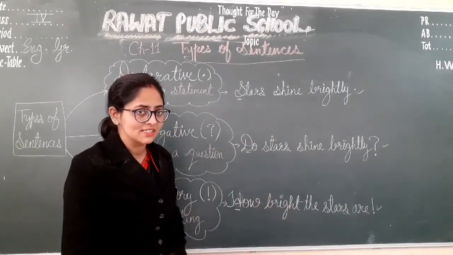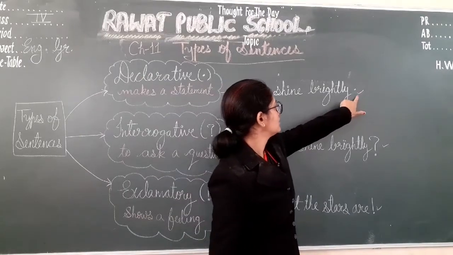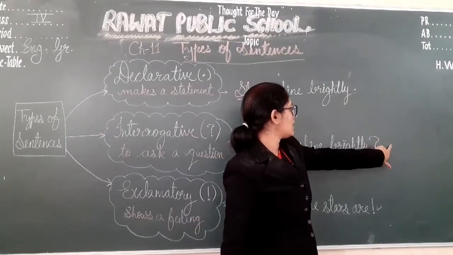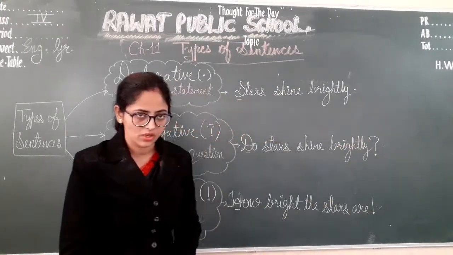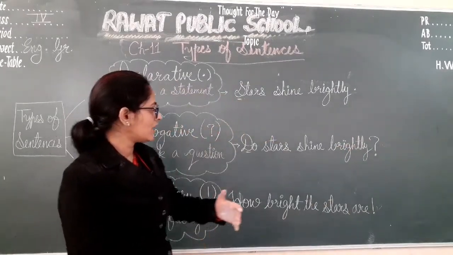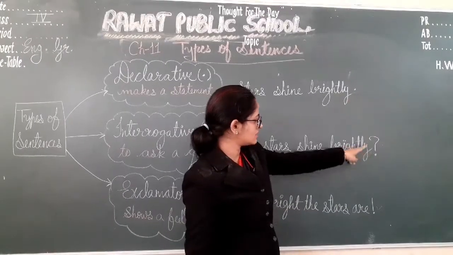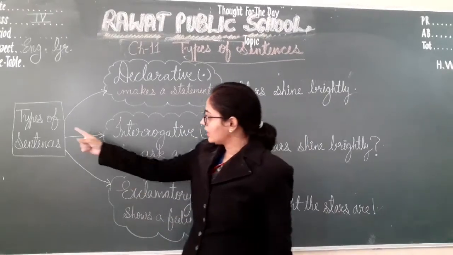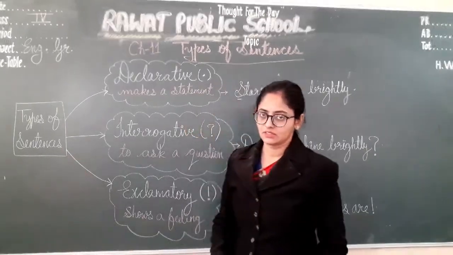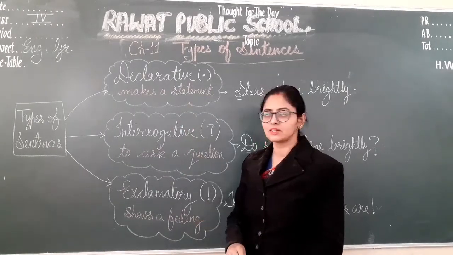The difference is that at the end of the sentence, these marks are different in these three sentences. Okay. Now we will see when we should use this mark, and what the name of this mark is. For this we will just see types of sentences. How many types are there?